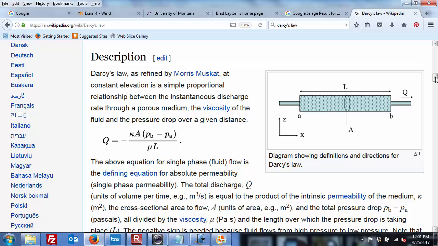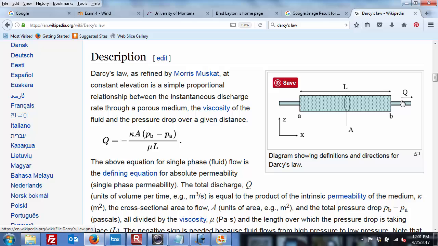So what we're looking at in this system is the flow, and I apologize that they sort of ran out of letters, but Q is not heat in this particular instance. Q is the volumetric flow rate. It's how quickly something's flowing. There's a negative sign out here. If you look, the flow is going from left to right.